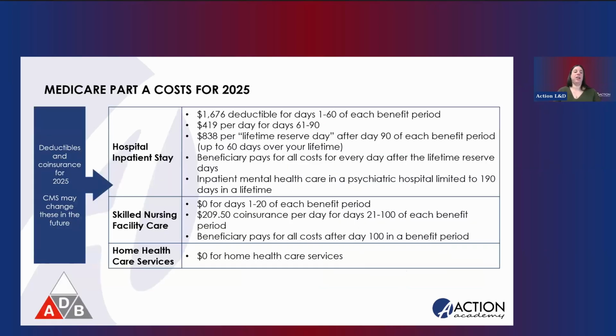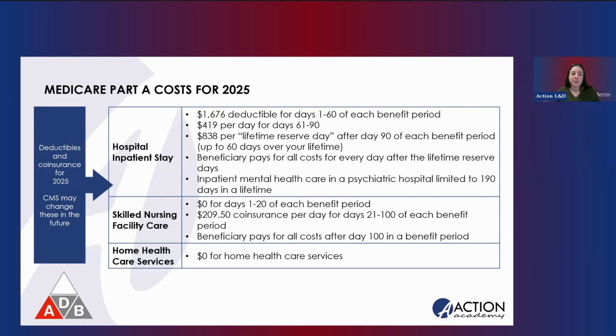Okay, so then what are the costs for all these things? Outside of the premium. So these are the costs for 2025. If you have Part A and spend some time in the hospital, you have to pay the deductible for that first 60 days that you spend in the hospital. That deductible is for the entirety of the 60 days, not each day within the 60 days. So for 2025, it's $1,676. You do not need to pay that each day. That's just over the 60 days, if that makes sense.